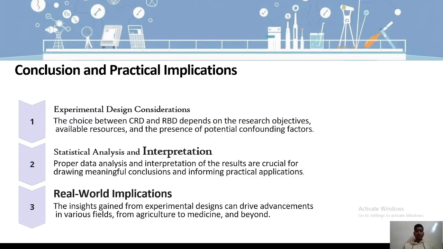Conclusion and practical implementation. Experimental design considerations: the choice between CRD and RBD depends on the research objectives, available resources, and the presence of potential confounding factors. Statistical analysis and interpretation: proper data analysis and interpretation of results are crucial for drawing meaningful conclusions and informing practical applications. Real world implementation: the insights gained from experimental design can drive advancements in various fields, from agriculture to medicine and beyond.